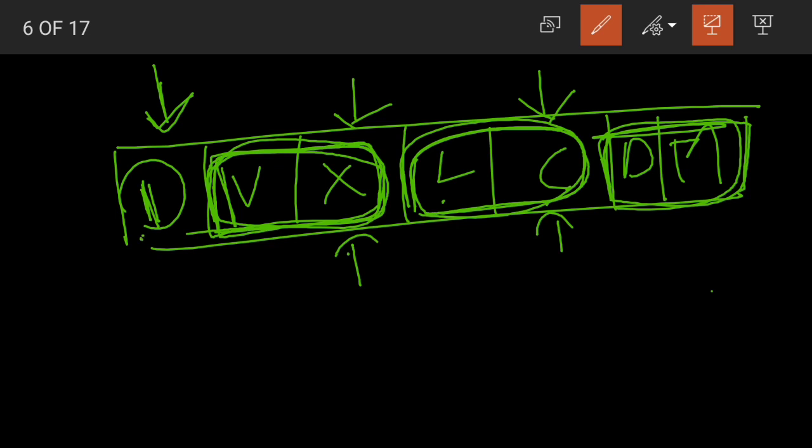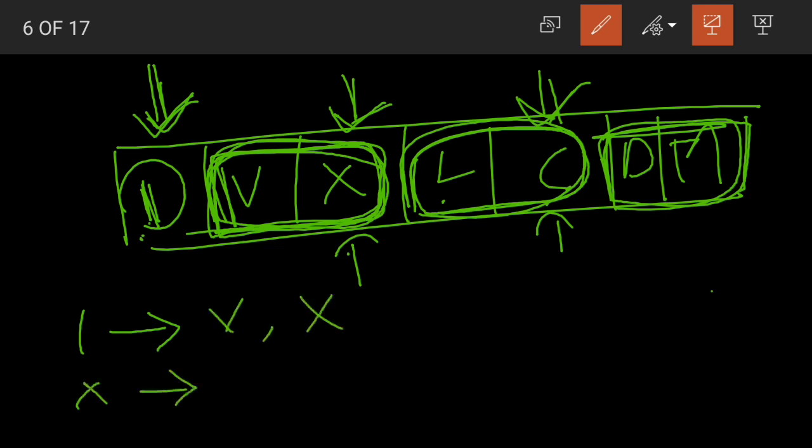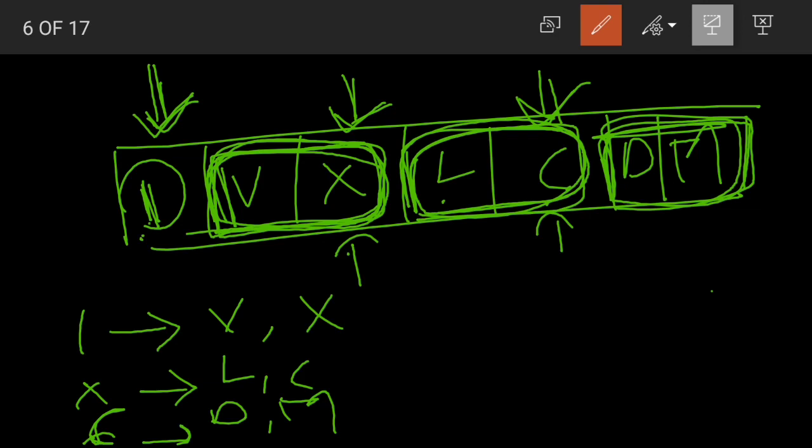The numerals I, X and C can be added to every Roman numeral, but I can be subtracted only from the next two numerals. I can be subtracted only from the next two numerals, which are V and X. X can be subtracted only from the next two numerals L and C. C can be subtracted only from the next two numerals D and M. I hope this is clear, children.